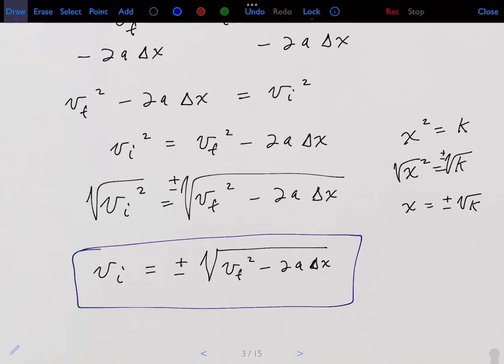And you would read that as vi is either positive square root of v final squared minus 2a delta x, or negative square root of v final squared minus 2a delta x.